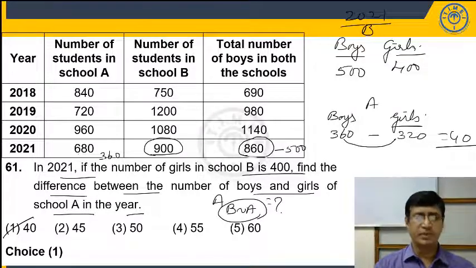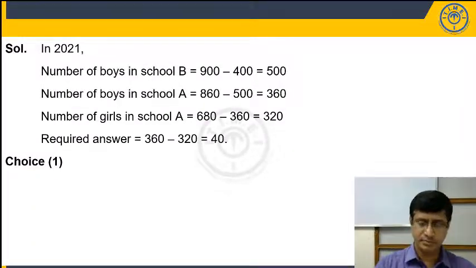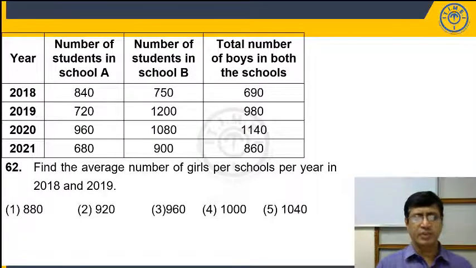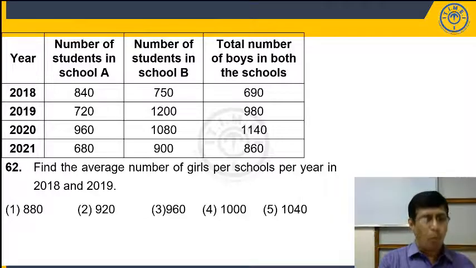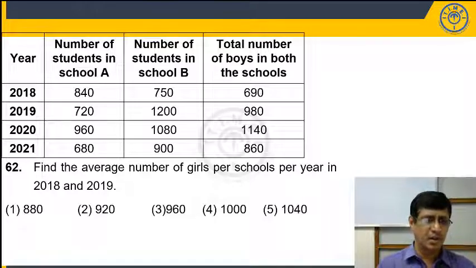Now look at the next example on your screen. Here you need to find the average number of girls per school per year in 2018 and 2019. Yes, my dear students, please try this question. Average is to be found. Average means sum of the observations divided by number of observations.